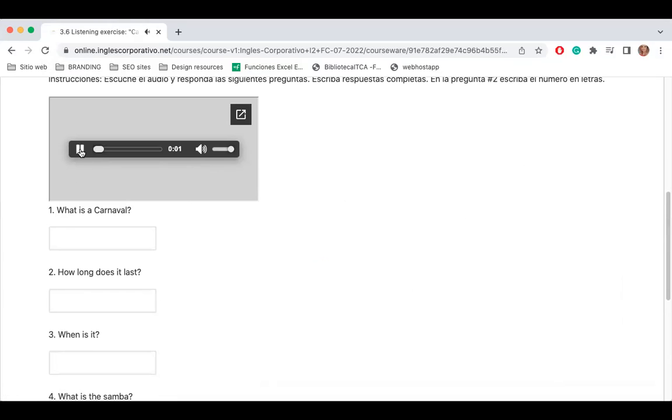Page 52, exercise 5, listening, carnival time, part A. Mike has just returned from Brazil. Listen to him talk about carnival. What did he enjoy most about it?